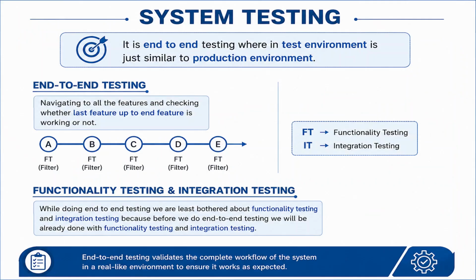Now we'll see system testing. It's end-to-end testing wherein the test environment is similar to the production environment. Before moving to system testing for any feature, we should first complete the functionality testing. If the functionality testing is stable, then we go for integration testing. If both are good, then we do the system testing. Without doing functional testing and integration testing, we can't do system testing. It's also called end-to-end testing.